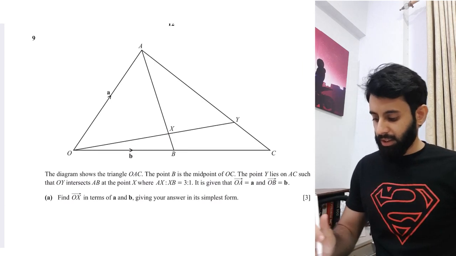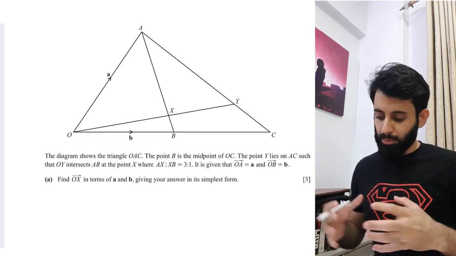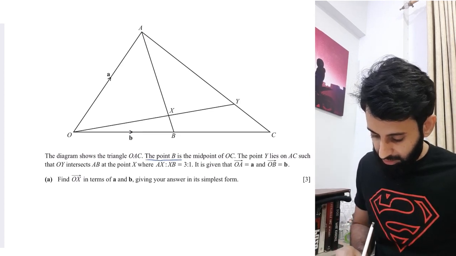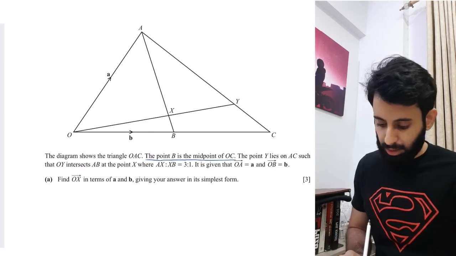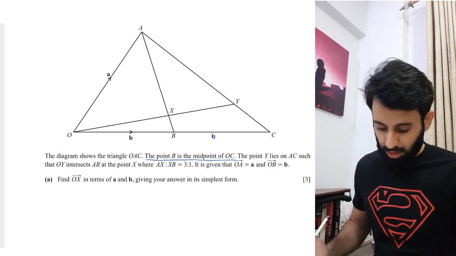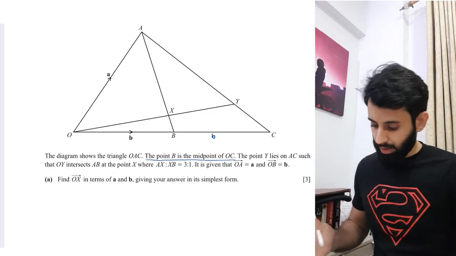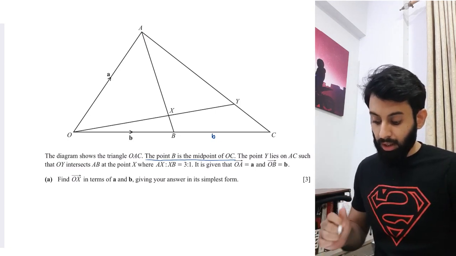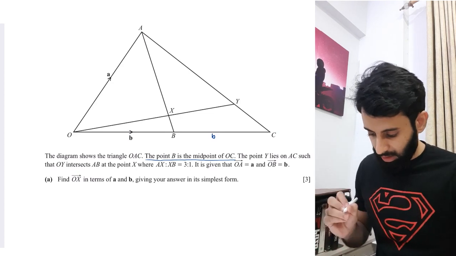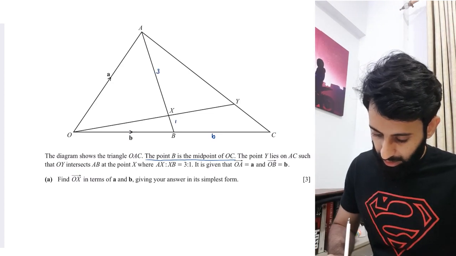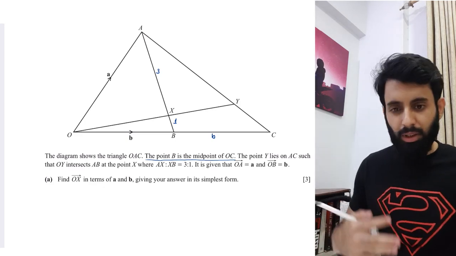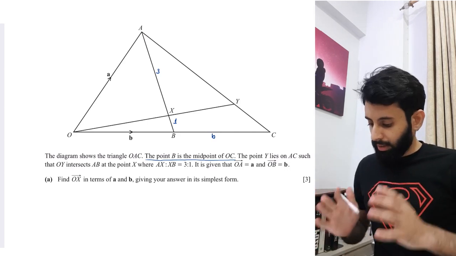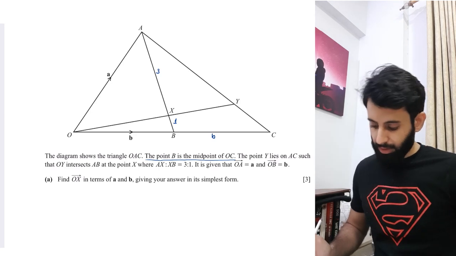Okay, now I'm going to read the question again, and this time I am going to pick the important information and apply it to the diagram. The first thing it says, other than the fact that it's a triangle, is that B is the midpoint of OC. So that instantly tells me that BC vector will also be equal to B. Then it says the point Y lies on AC, such that OY intersects AB at the point X, where AX and XB are in the ratio 3:1. That basically means AX is 3 parts and XB is 1 part. So altogether, AB has been broken down into 4 parts. AX takes 3 of those, XB takes the remaining 1 part. Then it says find OX in terms of A and B, giving an answer in its simplest form.